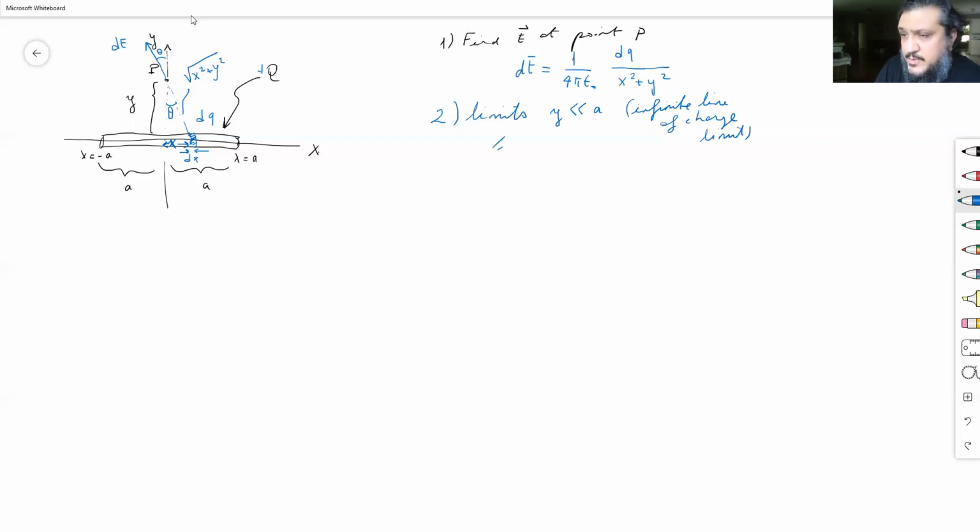And then the other limit where y is so large, then the line of charge looks like a point charge. I'm going to call it point charge limit. Okay, and I'm going to repeat this for electric potential. Find the electric potential at P and consider the same limits. Check the above limits.